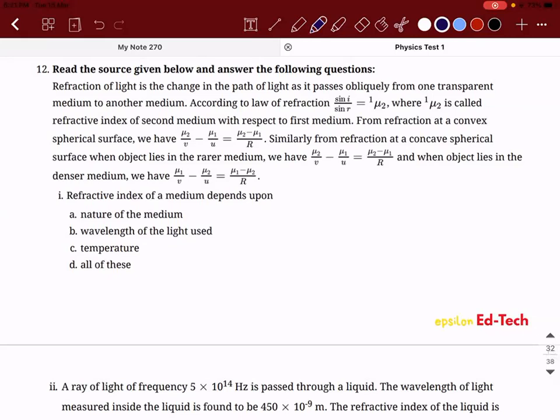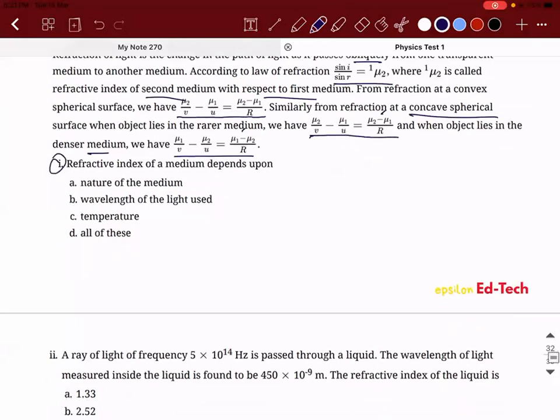Lastly, the refraction of light is a change in the path of light as it passes obliquely from one transparent medium to another according to the law of refraction. Sin i by sin r is equal to mu2 by mu1, called the refractive index of the second medium with respect to the first medium. From the refraction at a convex refracting spherical surface, we have mu2 by v minus mu1 by u is equal to mu2 minus mu1 by r. Similarly, at a concave spherical surface, when the object lies in the rarer medium, we have mu2 by v minus mu1 by u is equal to mu2 minus mu1 by r. And when the object lies in the denser medium, we have this. So everything is almost the same, except that mu2 and mu1 are interchanged. Okay.